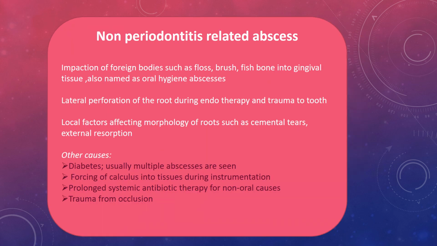Coming to non-periodontitis related abscess, there can be various causes. The first one is the impaction of foreign bodies, which can be floss, a toothbrush bristle or a fish bone, which leads to gingival abscess or oral hygiene abscesses. Also lateral perforation, which happens due to endodontic therapy or root canal treatments, traumatizes the periodontium and leads to non-periodontitis related abscess. Also local factors affecting the morphology of roots, such as cemental tears and external root resorption, can be reasons for non-periodontitis related abscess.